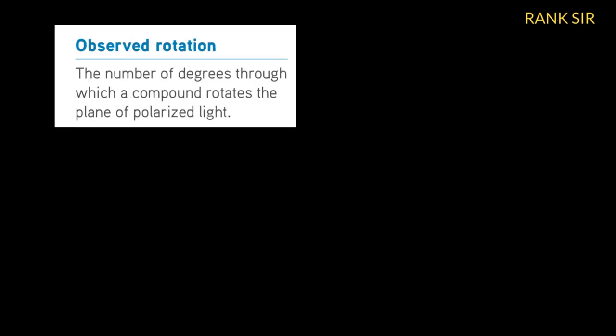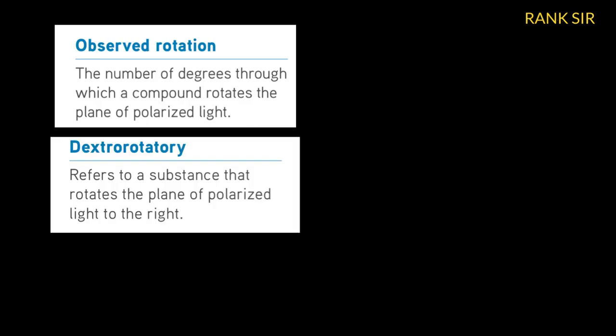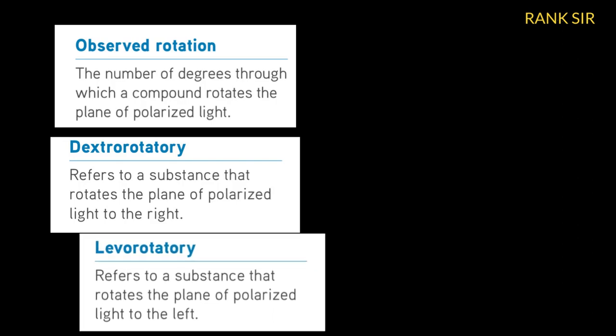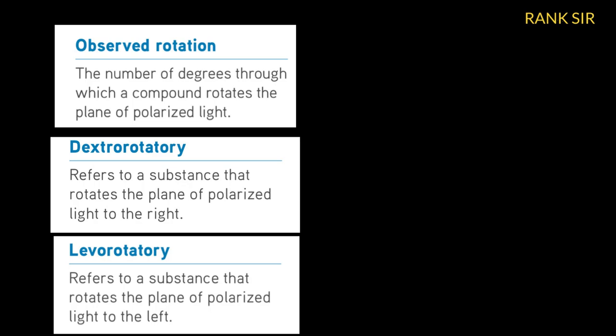Now, whatever rotation of the plane polarized light is caused by the substance, that is called observed rotation. It is the number of degrees through which a compound rotates the plane polarized light. Already shown in the diagram, maybe right side plus 10 degrees or left side minus 15 degrees, that is called observed rotation. Right side means dextrorotatory, left side means levorotatory. So what is dextrorotatory? It refers to a substance that rotates the plane polarized light to the right side, as shown in the diagram. Similarly, levorotatory refers to a substance that rotates the plane polarized light to the left side.